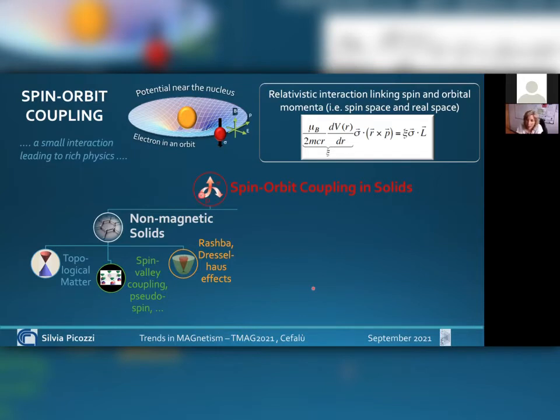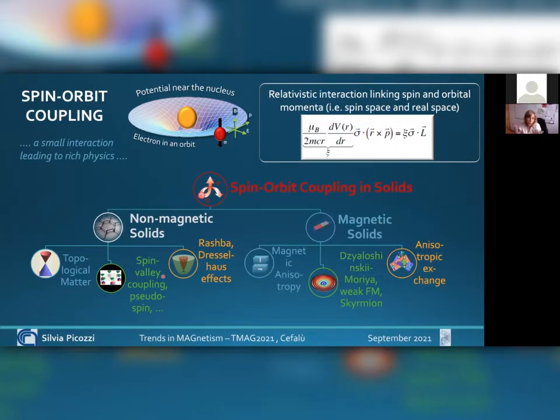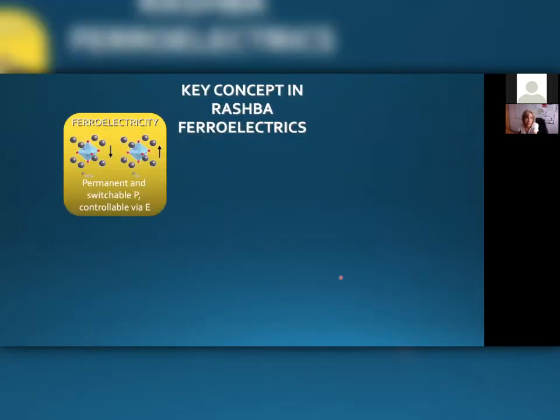It can be very relevant in both non-magnetic solids and magnetic solids. All the topological matter, in almost all cases, is based on spin orbit coupling. And in other phenomena such as spin valley coupling or Rashba ferroelectric phenomena, spin orbit is the source of them. And of course it's relevant in magnetic solids. It drives magnetic anisotropy and also other interactions such as Dzyaloshinskii-Moriya and anisotropic exchange, which I will discuss today. So let me briefly touch on the Rashba ferroelectrics.